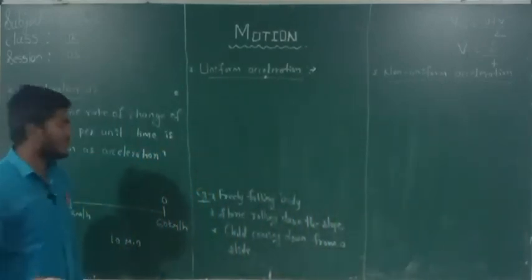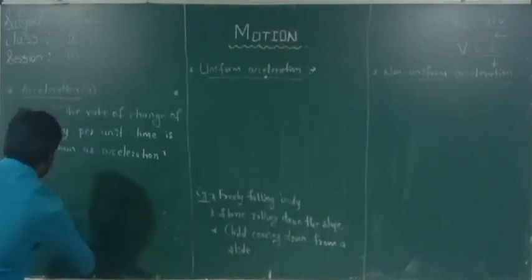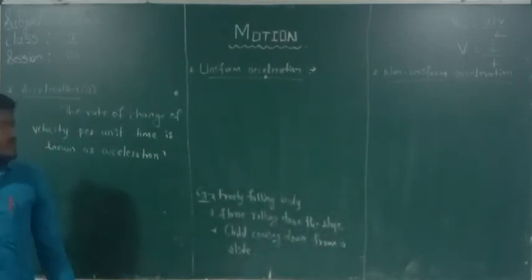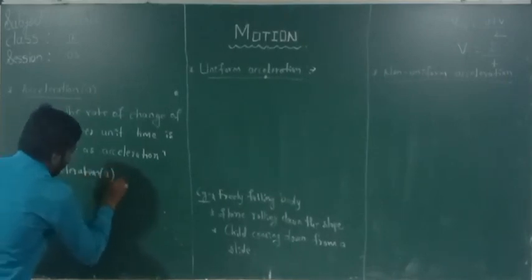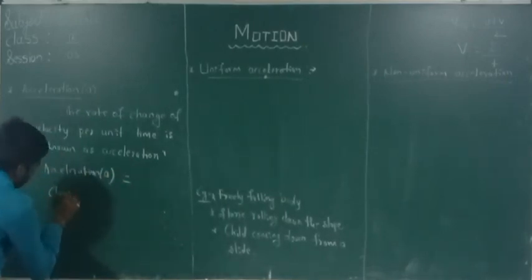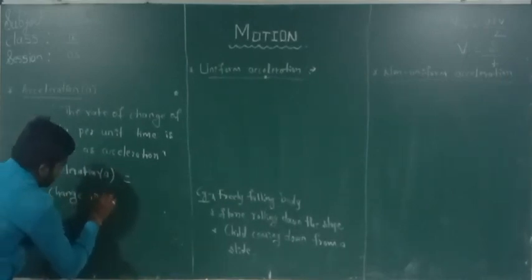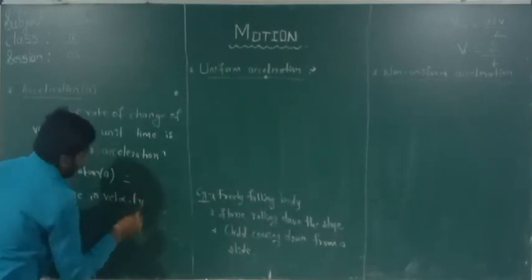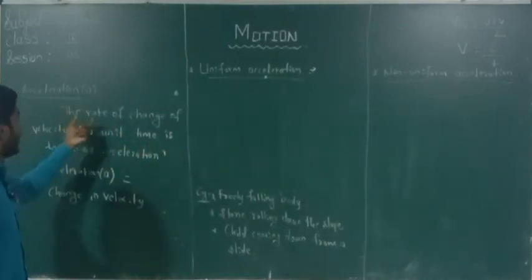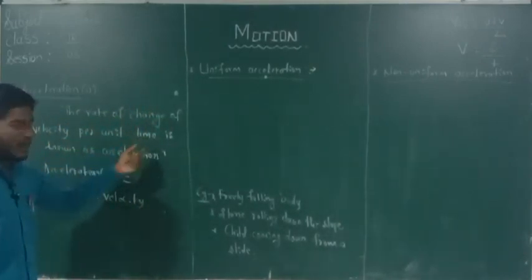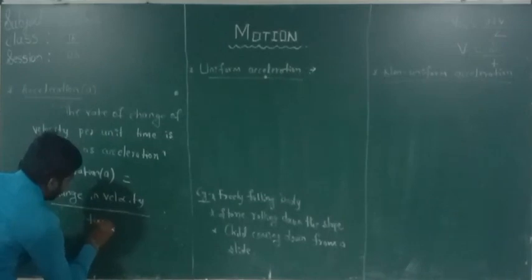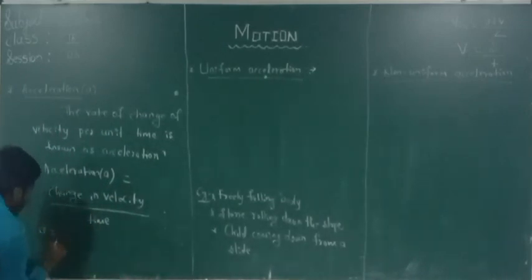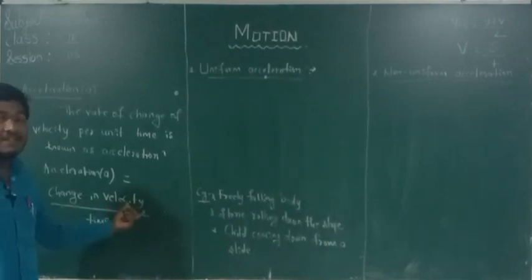Now what is the expression for acceleration? Considering here, acceleration A is equal to change in velocity. Why? Because the definition itself says the rate of change of velocity per unit time, that is, change in velocity divided by time is equal to acceleration. A is equal to change in velocity.